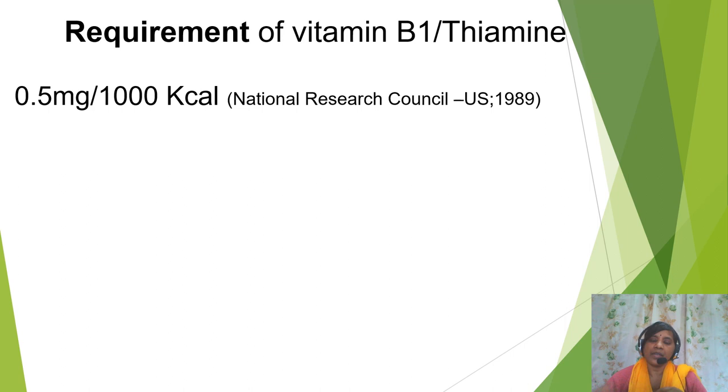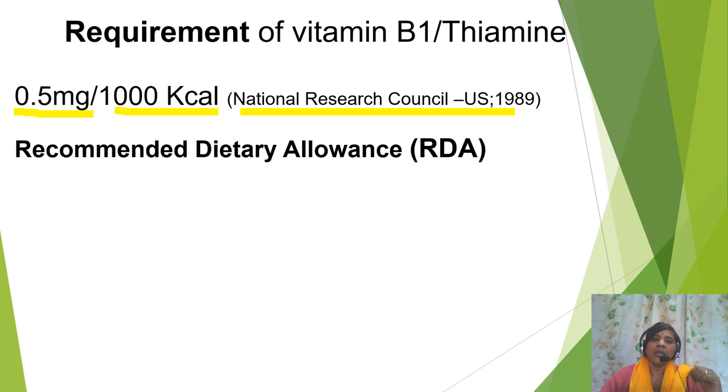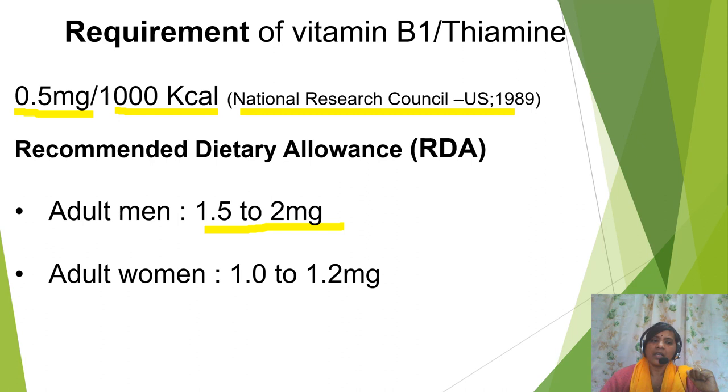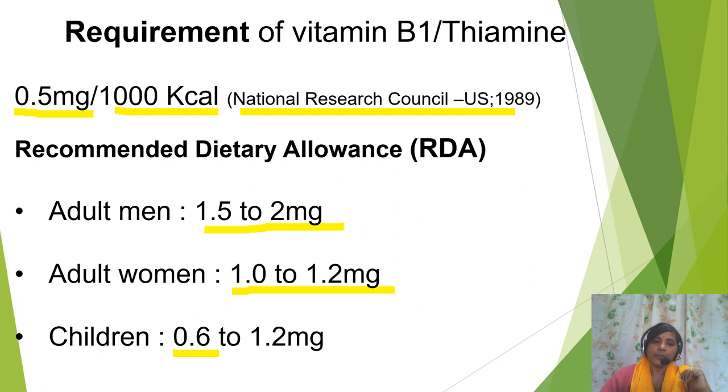According to the National Research Council of US 1989, 0.5 mg of thiamine is required for every 1000 kilocalories. Similarly, according to this, the RDA or the recommended dietary allowance for adult men varies from 1.5 to 2 mg, whereas for women it is 1 to 1.2 mg, and in case of children, it is 0.6 to 1.2 mg. So this is about the recommended dietary allowance of vitamin B1 or thiamine, which entirely depends on the intake of carbohydrate.